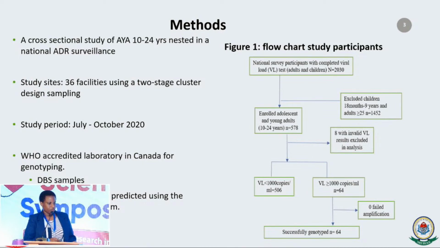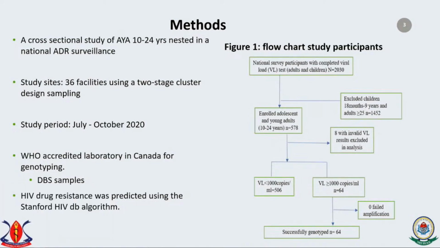So for the period of 3 months, between July and October, and if you all recall, we had COVID by that time, but it was a successful surveillance. And samples that were collected from the participants were dried blood spot samples, which had to be shipped to Canada for genotyping. And the analysis was done using the usual Stanford database algorithm.